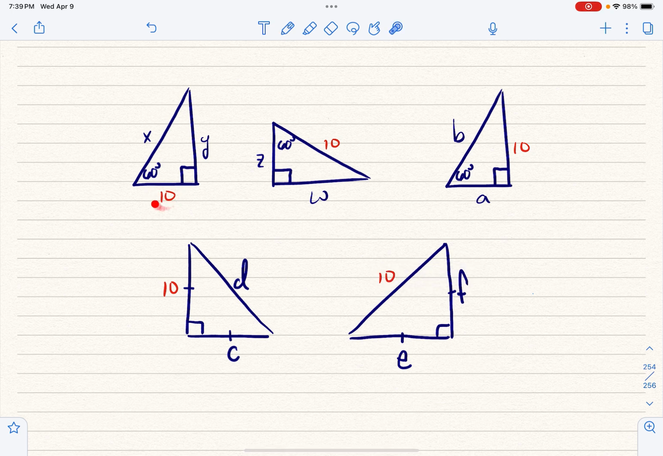If the short side is 10, the hypotenuse is double. So therefore, the hypotenuse has got to be 20. If the short side is 10, the longer leg is that times the square root of 3. So we get 10 times the square root of 3.